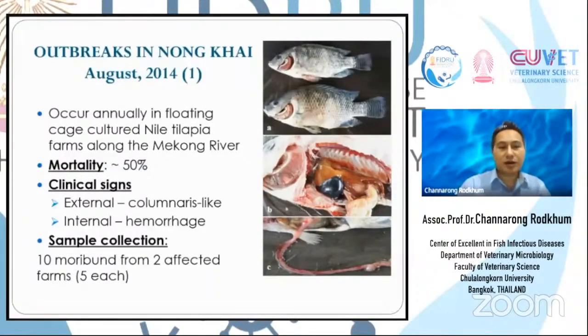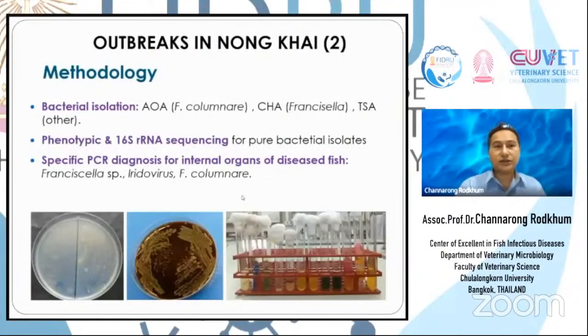We observe the mortality and the clinical signs, and we collect samples following the steps I told you before. We make a necropsy of each fish. We observe the clinical signs, both external and internal, of the fish. Then the next step, we have to do the bacterial isolation.